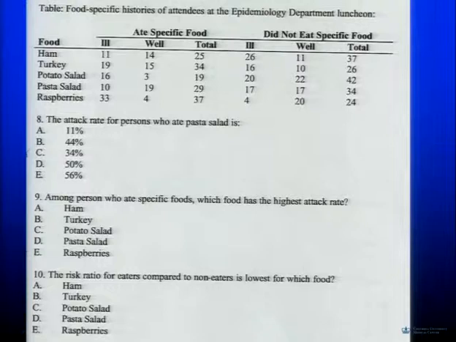Then they ask you, the risk ratio for eaters compared to non-eaters is lowest for which food? So here what they're saying is, if you look at the attack rate in the people that ate compared to the people that did not eat, what would be the lowest number? So what would you have to do here? You'd have to do the same thing, right? Calculate 11 divided by 25 divided by 26 divided by 37, and you'd get a certain risk ratio here. So you all understand how you would calculate it? So if we go through and we calculate all of this out, it turns out that the ham is the one with the lowest risk ratio, because it's 11 divided by 25 divided by 26 over 37, or 0.62.